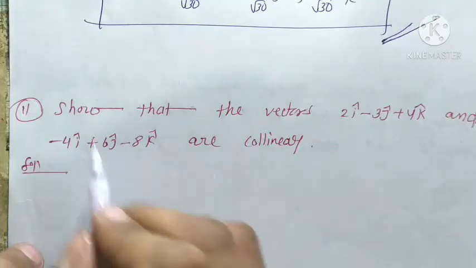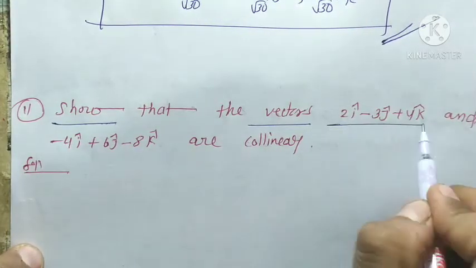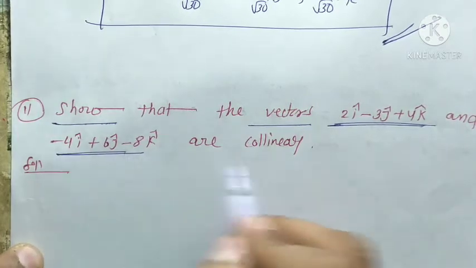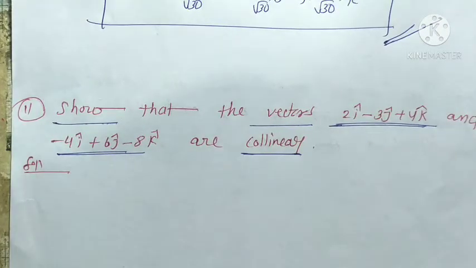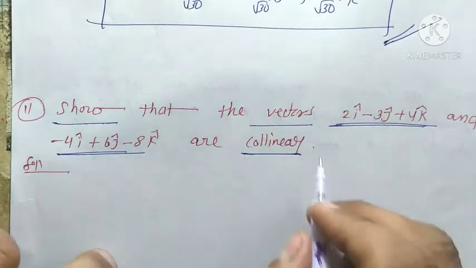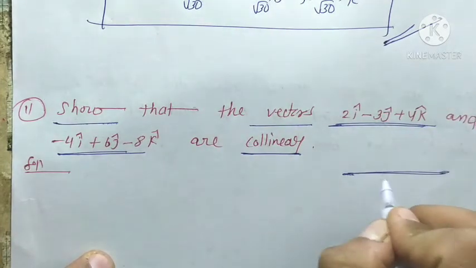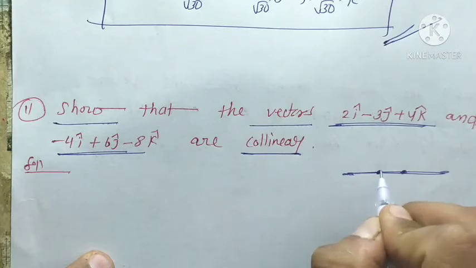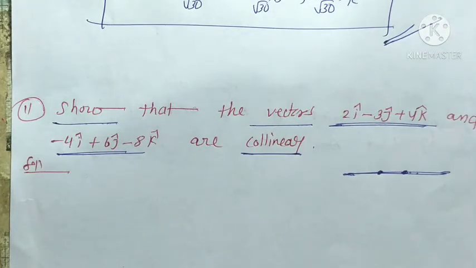Our next question is: show that this vector and this vector are collinear. There are two vectors given here, and we have to show that both these vectors are collinear. Collinear means both lie on the same straight line. Both these vectors lie on the same straight line.